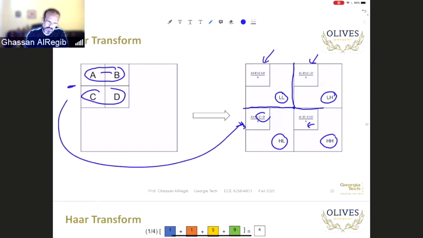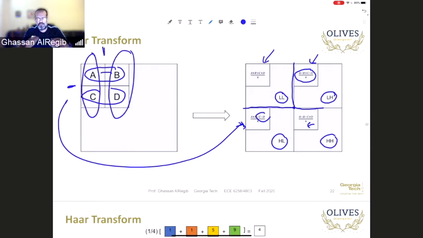So this one here, right? If I'm moving vertically, I'm looking at the change in intensity as I move vertically. On the other hand, this one here is A plus C minus B plus D, so I'm looking at the transition in intensity as I'm moving horizontally. And this one is looking in both directions, so I'm looking at A plus D minus C plus B. So that is one way to look at why we label these as LL, LH, HL, and HH.